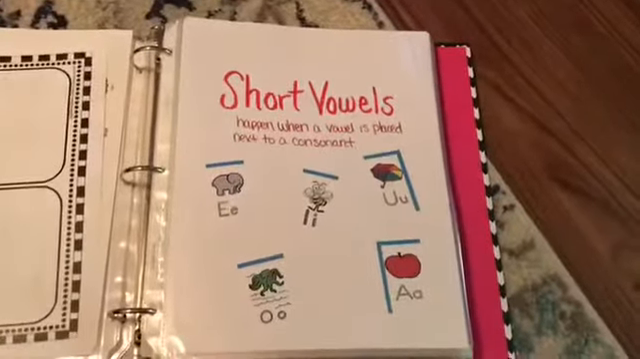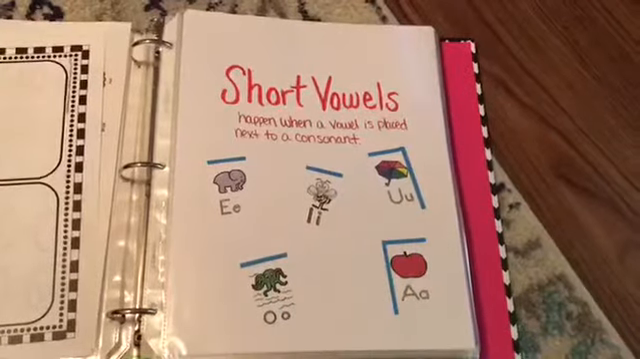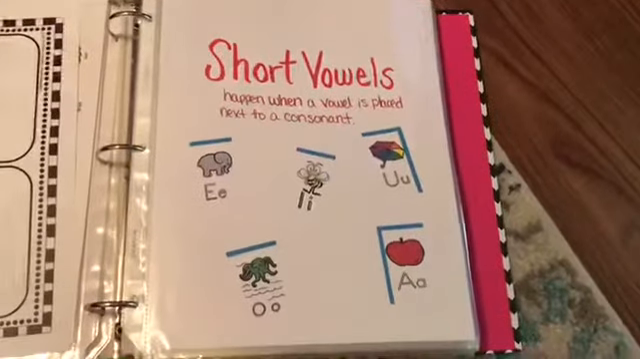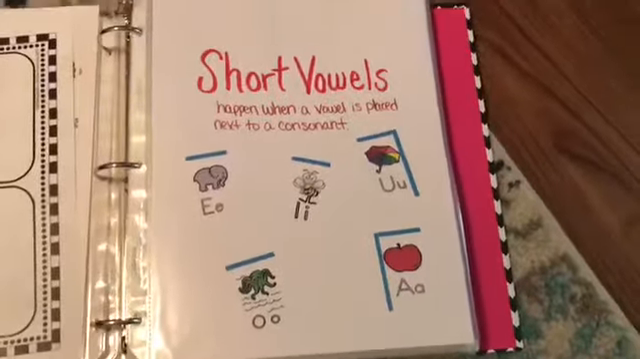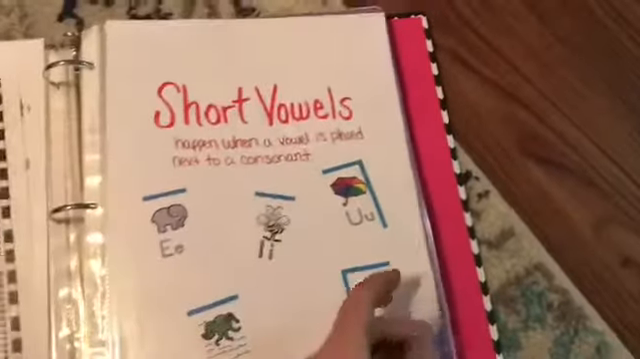Here is our definition for short vowels. Happens when a vowel is placed next to a consonant and our different vowels, and then the grapheme pictures. And you would use the same exact game for your short vowels. And here's just the other part of it, and there's pogs behind it.